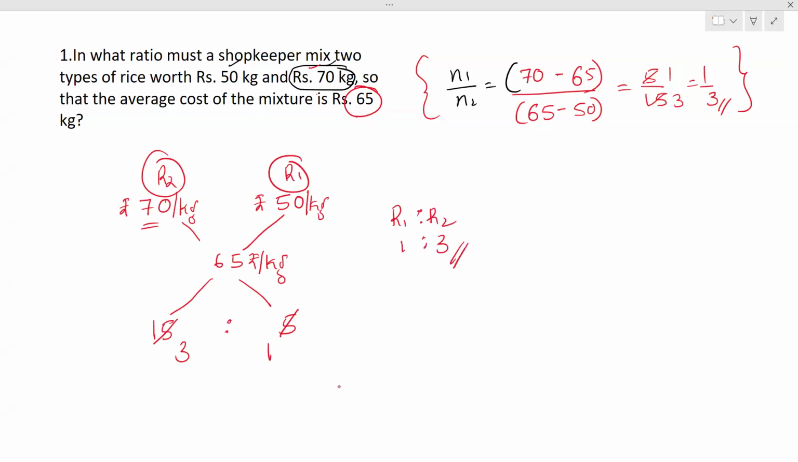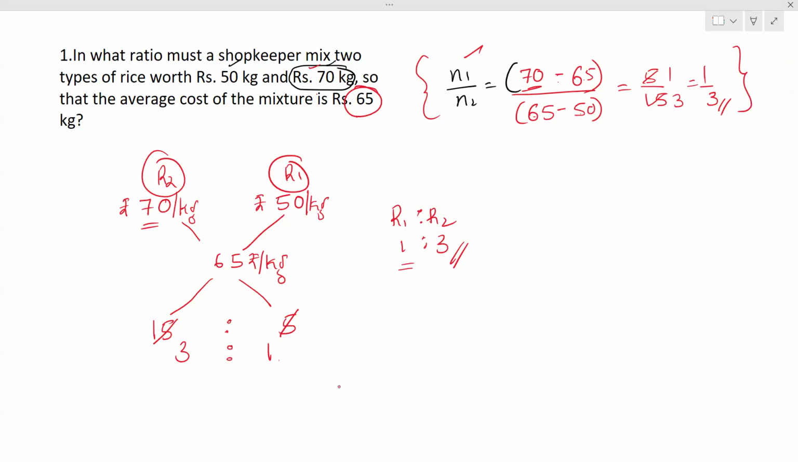Everyone, very simple. Are you finding it easy? Yes, everyone. N1 upon N2, that is nothing but what I took here, 70 minus 65, divided by 65 minus 50, that gives me 1 is to 3. That is again the same 1 is to 3 here as well.